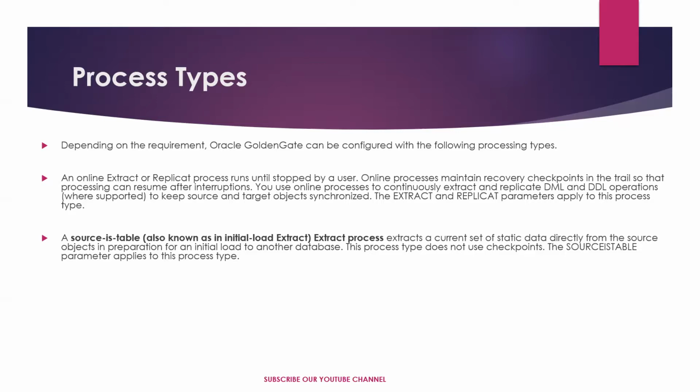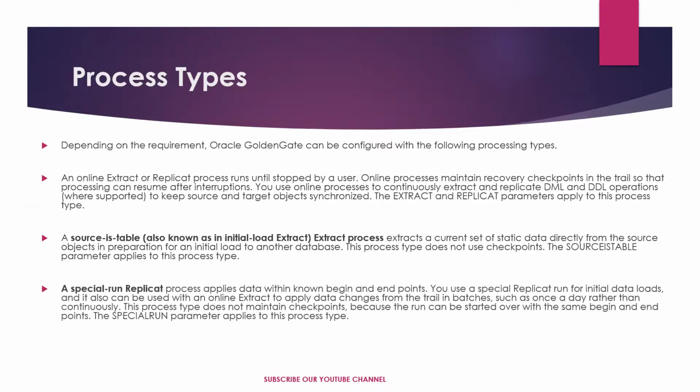Next, source is table. Basically, if we mention source is table, that is nothing but an initial load. When we do the configuration, we'll be looking at the initial load also, how to perform the initial load extract. In that case, you will be able to understand the process type. As of now, you can just understand that source is table is related to the initial load of the extracts of the database, through the source is table parameter that we have to mention while doing this configuration.